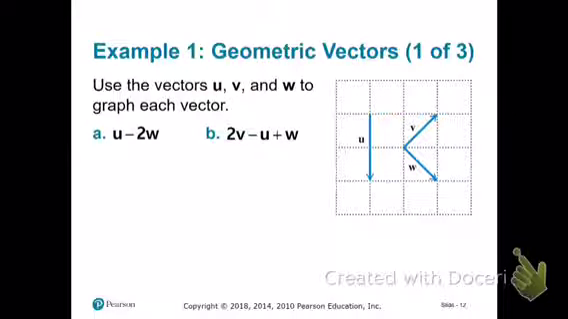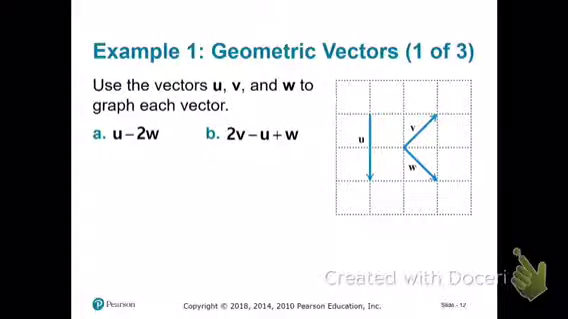Okay, so for example 1, my notes look a little different than yours. I went to a PowerPoint that I had, but it's the same exact question. It's just going to have the grid on it to help me show you how to graph this. Your paper says use vectors u, v, and w to graph each vector. A is u minus 2w, and B is 2v minus u plus w.